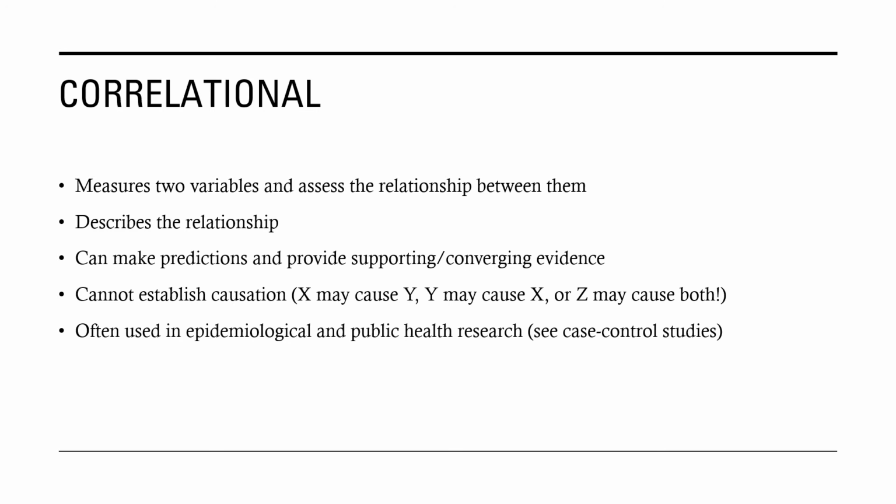The only thing here is that you cannot establish causation. X may indeed cause Y, Y may cause X, or a third variable you're not even analyzing might cause both. You cannot establish for sure, but there are useful understandings and public policy implications that you can draw from correlational research designs. These are often used in epidemiological or public health research. See case control studies for an example.